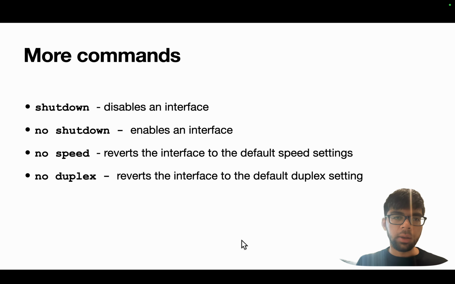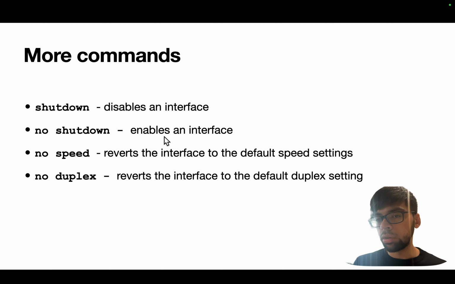Now, just some more commands to know about. Shutdown, that disables interface. No shutdown, enables an interface. Okay. No speed, that will revert the speed setting to the default. And the no duplex command will revert the interface setting to the default duplex setting.